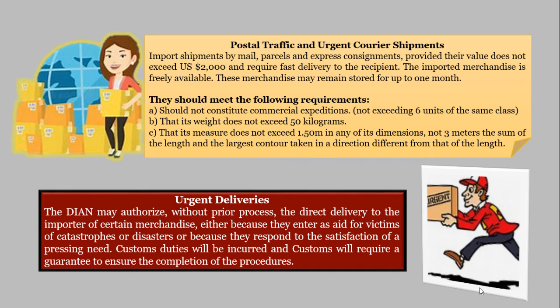There are also urgent deliveries. The DIAN may authorize without prior process the direct delivery to the importer of certain merchandise, either because they enter as an aid for victims of catastrophes and disasters, or because they respond to the satisfaction of a pressing need. Custom duties will be incurred and customs will require a warranty to ensure the completion of the procedures.